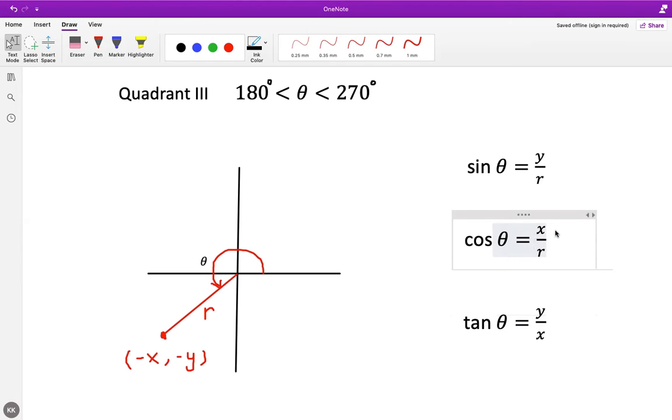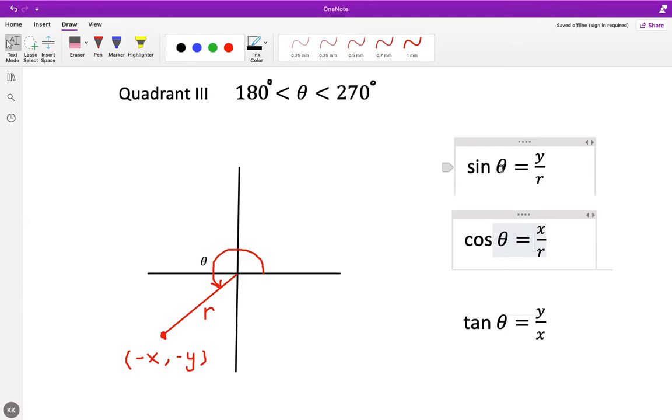Okay, so let's investigate the trig ratios when the angle is between 180 degrees and 270 degrees, a quadrant 3 angle. What happens if my terminal arm moves to quadrant 3? When my terminal arm moves to quadrant 3, the point here has negative x and negative y values. So how does this information affect my trig ratios on the right?